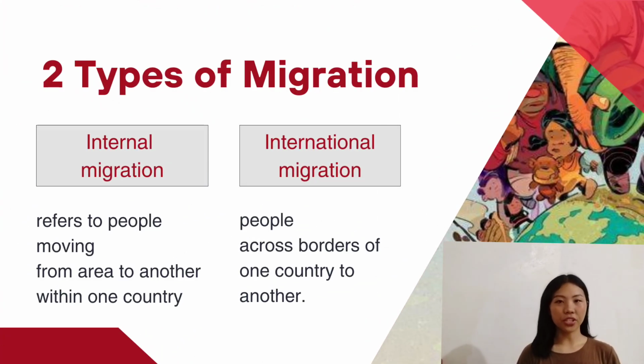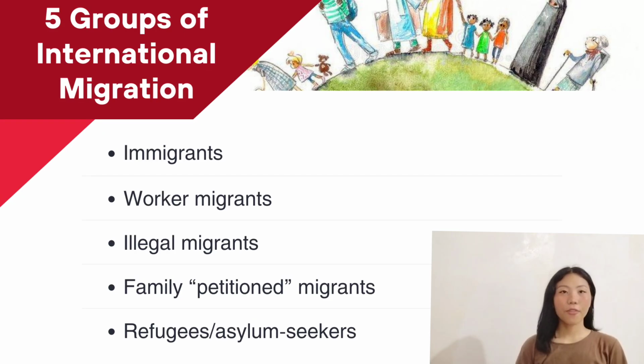Two types of migration. We have internal migration, which refers to people moving from one area to another within one country. Second, international migration, people crossing borders from one country to another. Five groups under international migration. Immigrants move permanently to another country. Worker migrants stay in another country for a fixed period. An example of this is our OFWs. We have illegal migrants, family petition migrants, and lastly, refugees or asylum seekers, those unable or unwilling to return because of a well-founded fear of persecution.